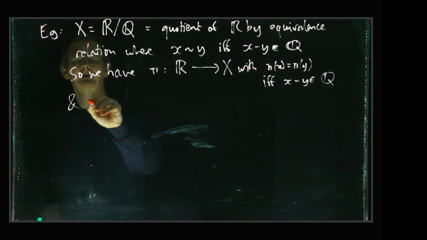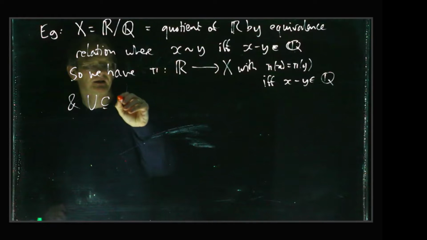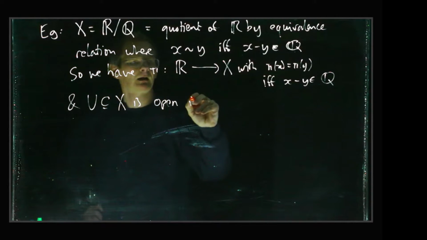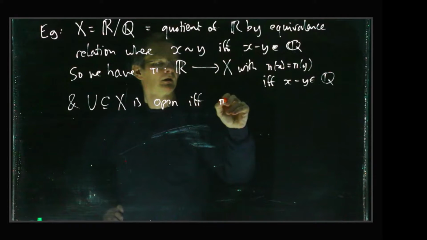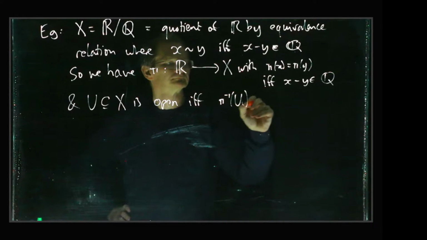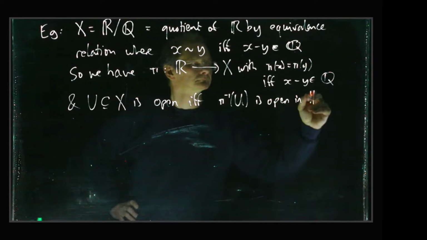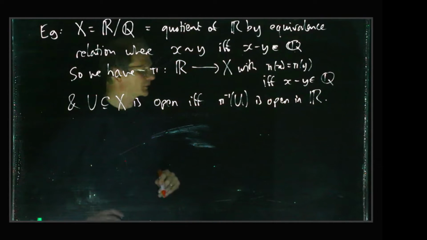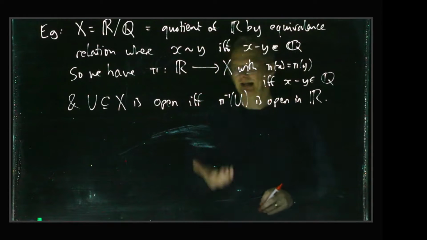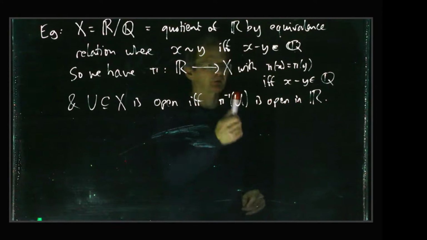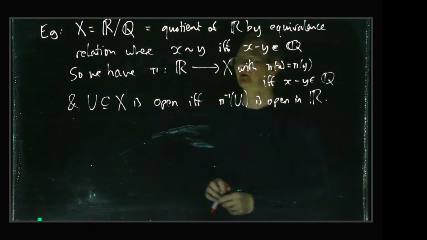That means any subset U of X is open if and only if its preimage is open. That's the definition of the quotient topology on a quotient set. You declare that a subset of the quotient set is open if and only if the preimage is open in the original space.